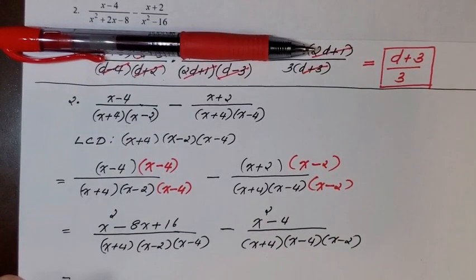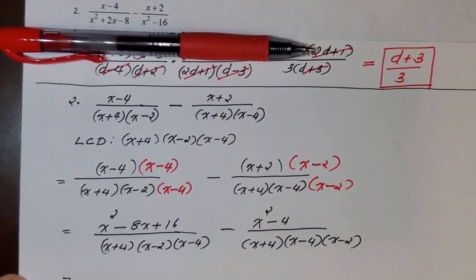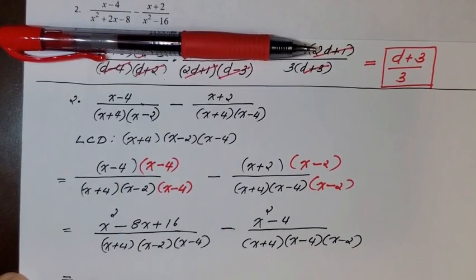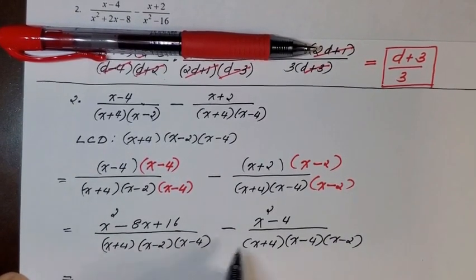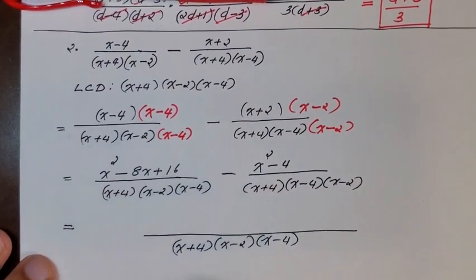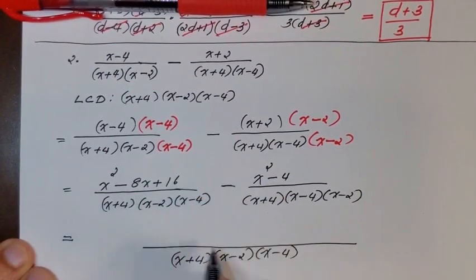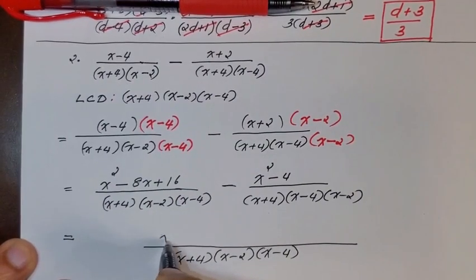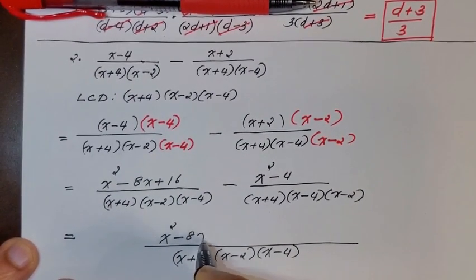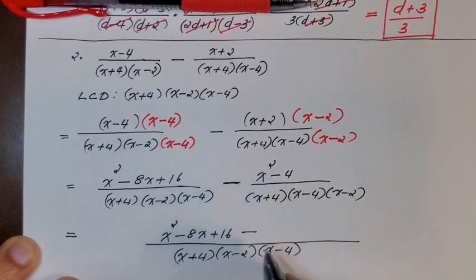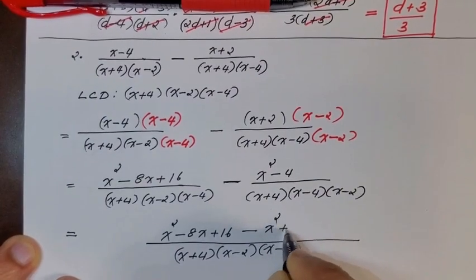Now we can write as one common denominator, which is x plus 4 multiplied by x minus 2 multiplied by x minus 4, and the numerator can be combined together. You can see, right? You have to take care of the signs properly. So there's going to be x squared minus 8x plus 16 minus, this minus is actually common for both these terms, so it's going to be minus (x squared plus 4).